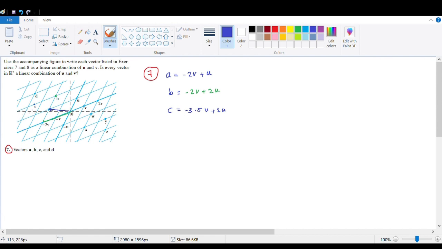Then we have the vector D. So D is equal. Where is D? This one is D. So here I have minus v, minus 2v, 3v up to here, which is the last point on the same level, 4v. So I have minus 4v. Then how many u do we need to reach D? Here I have 1u, 2u, 3u. So minus 4v plus 3u. So these are the vectors A, B, C, D using this graph.